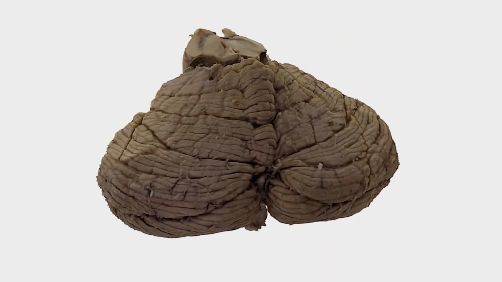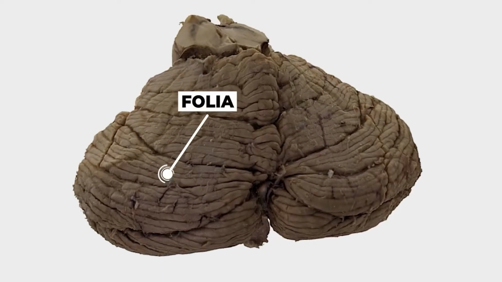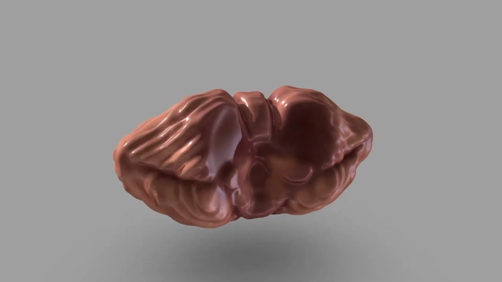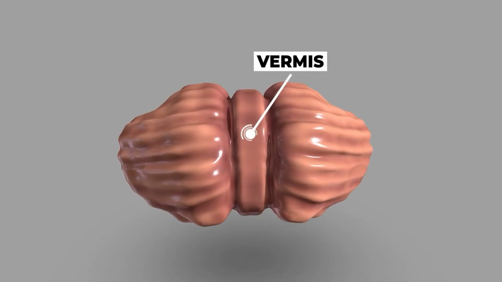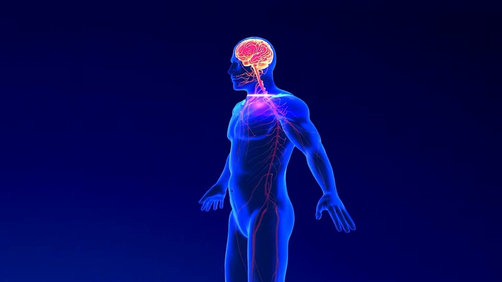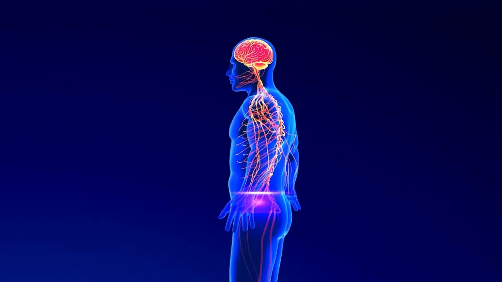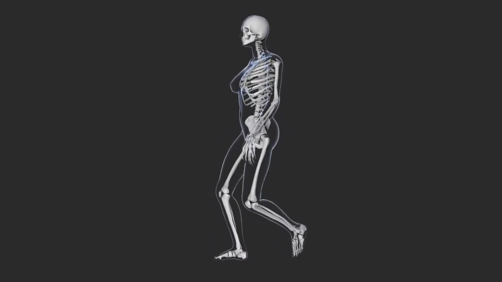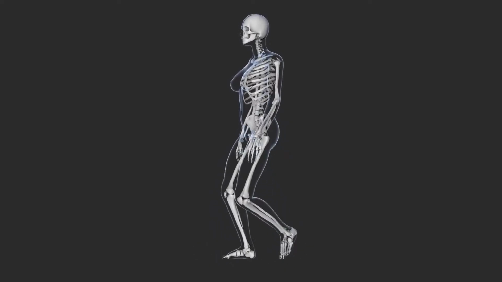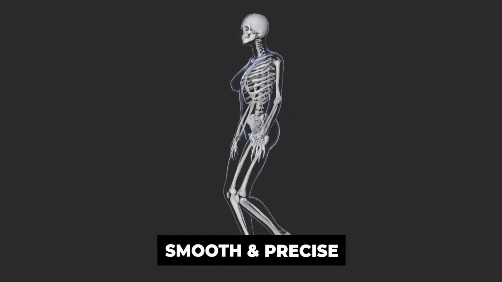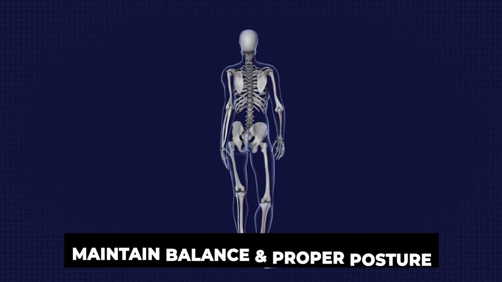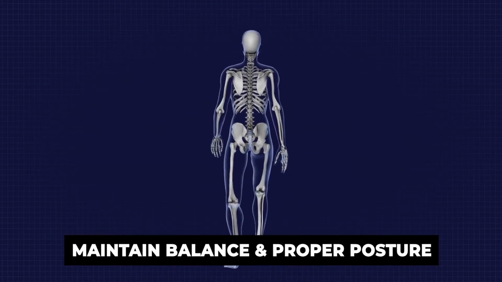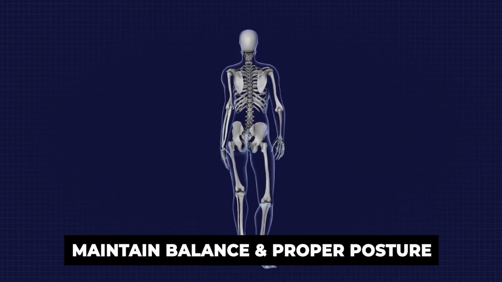These convolutions are made up of folds known as folia. In the middle, a narrow worm-like structure called the vermis connects the two hemispheres. The cerebellum plays a key role in fine-tuning motor activities. While the cerebrum might initiate a movement, the cerebellum makes adjustments to ensure the movement is smooth and precise. It helps maintain balance and proper posture, particularly when the body is in motion.